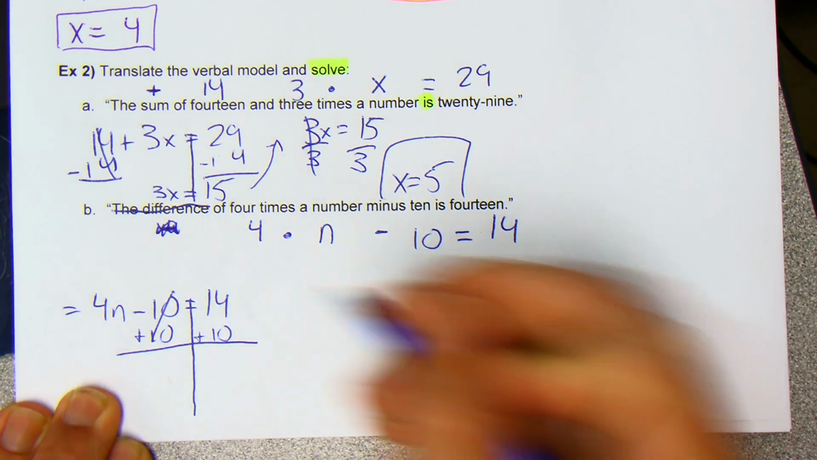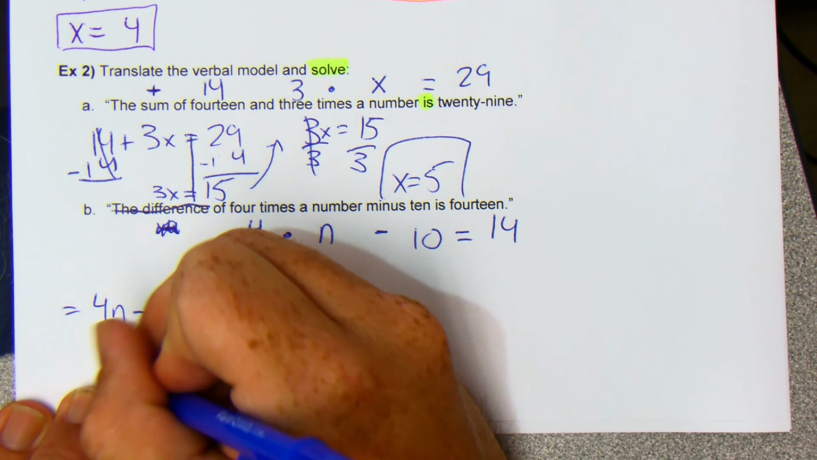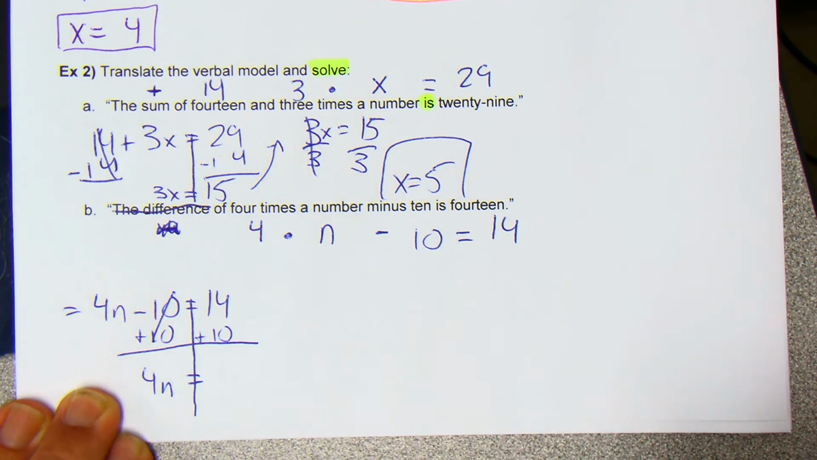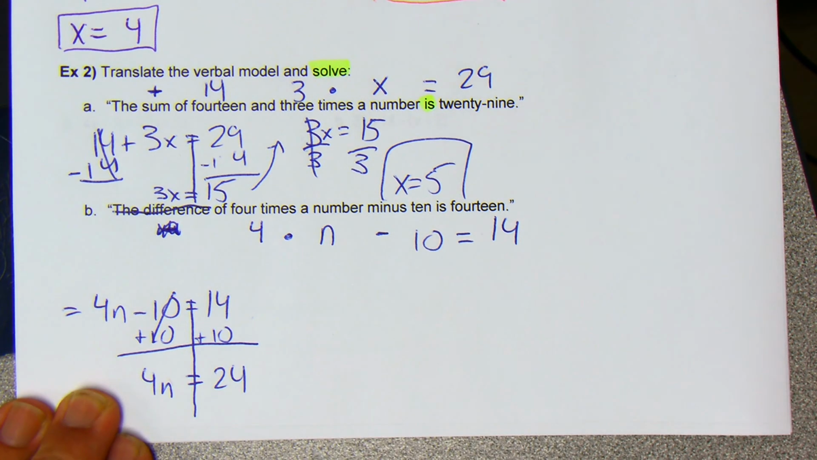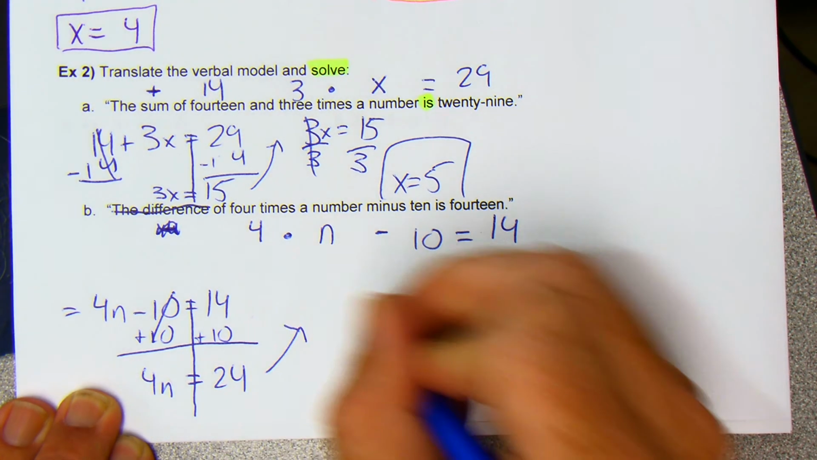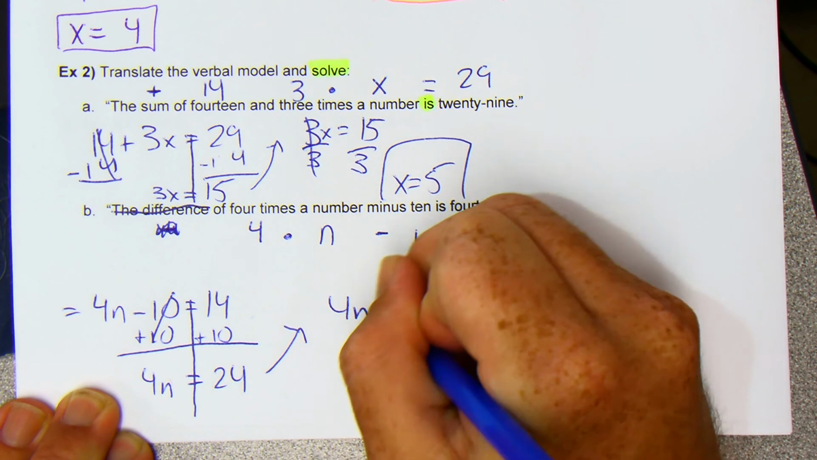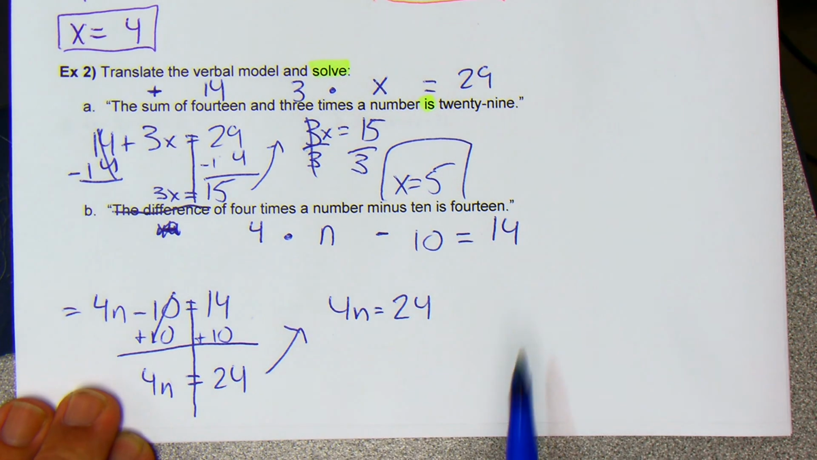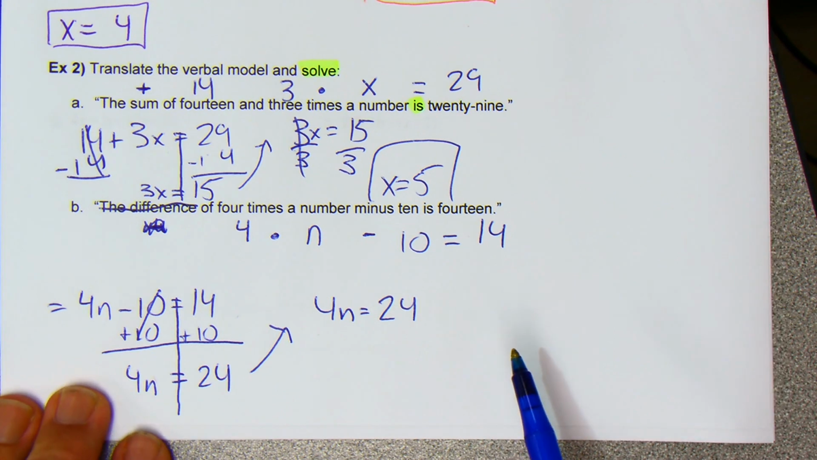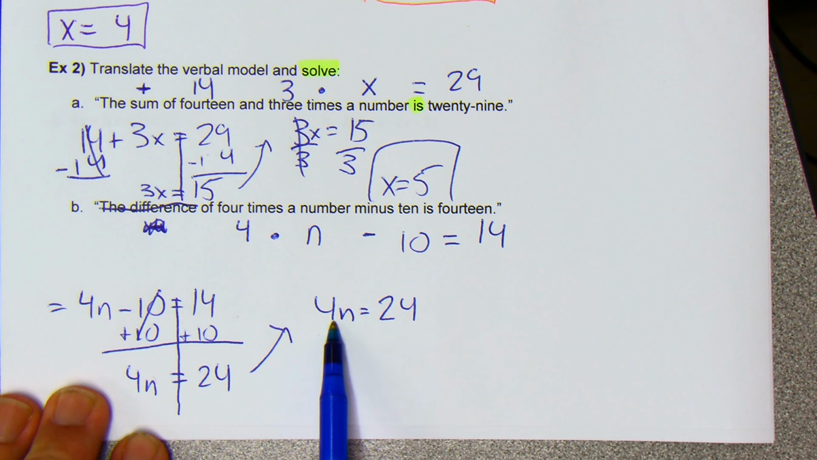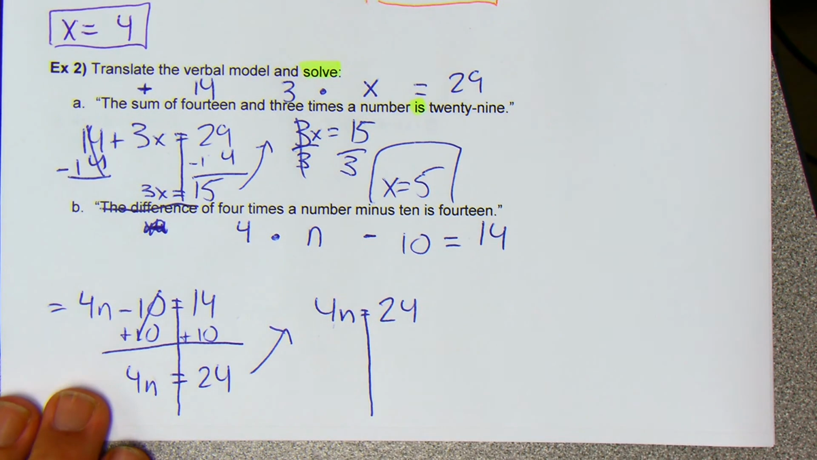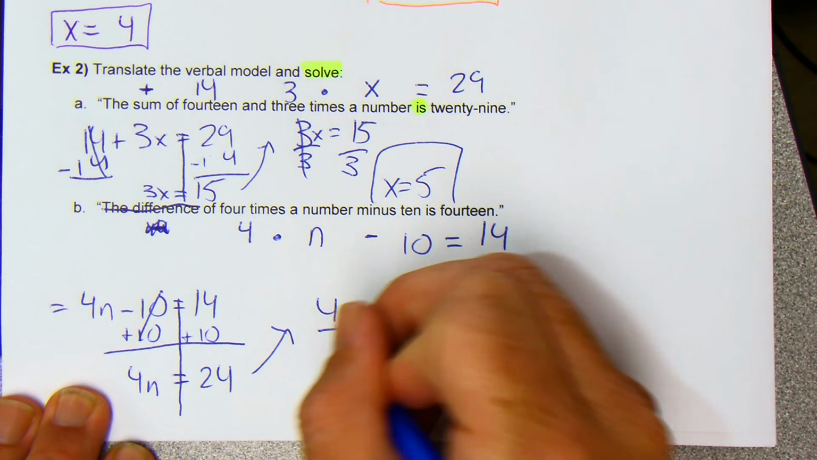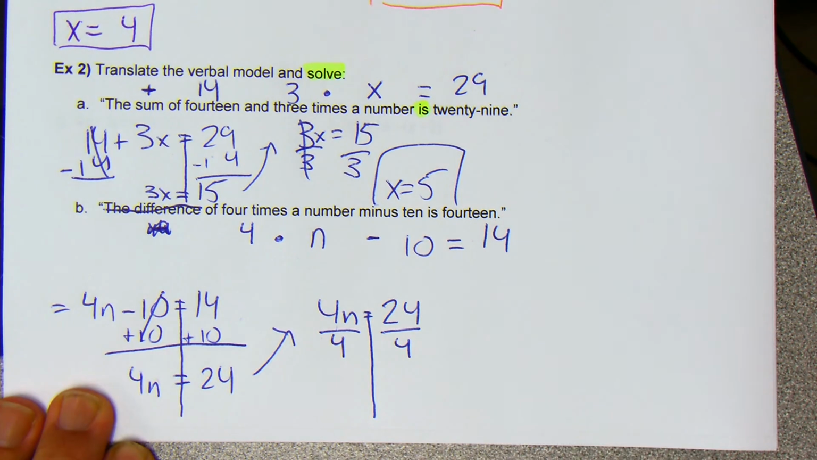Negative 10 plus 10 is 0, so those cancel out. I'm left with 4n equals, and 14 plus 10 is 24. I'm going to move this over here so I have a little more space. I have 4n equals 24. Now I need to kick out this 4 that is attached to my n because I need to get my n by itself. I know that my 4, if it's right next to my n, is multiplying that n. The opposite of multiplication would be division. So I need to divide both sides by 4.